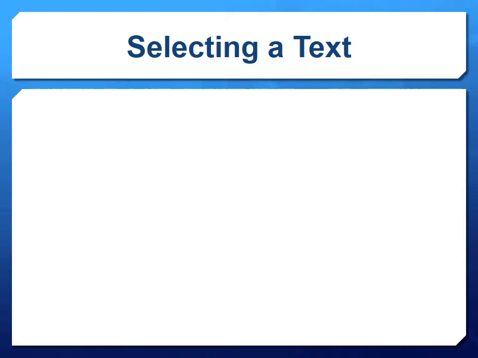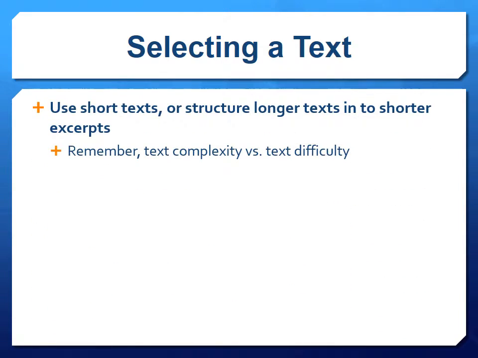So when you go to select a text to do a close read, you want to remember to use either a shorter text or a longer text that's been broken up into shorter excerpts. There's a difference between text complexity and text difficulty. A text can be at a student's instructional level, meaning it's perfect for their grade if you are supporting them. But if it's 20 pages long and the font is really tiny, there's no way, even with the most scaffolding in the world, that they are going to be able to read it and understand it.